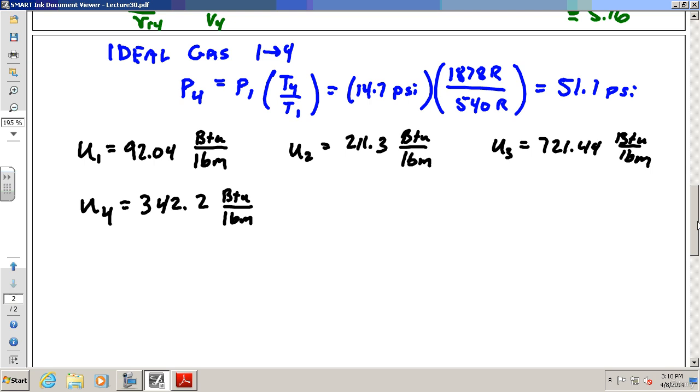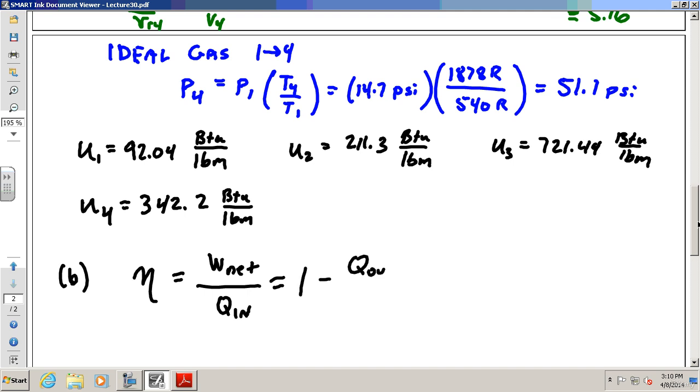Here we go. Last thing, efficiency. So for part B, I have all my temperatures and pressures from part A. Now I have to get my efficiency. Remember, efficiency is what you get out, the net work, divided by what you put in. In this case, it's Q in, basically fuel. Fuel equals heat. I can rewrite this as 1 minus Q out divided by Q in. That's straight from your notes.